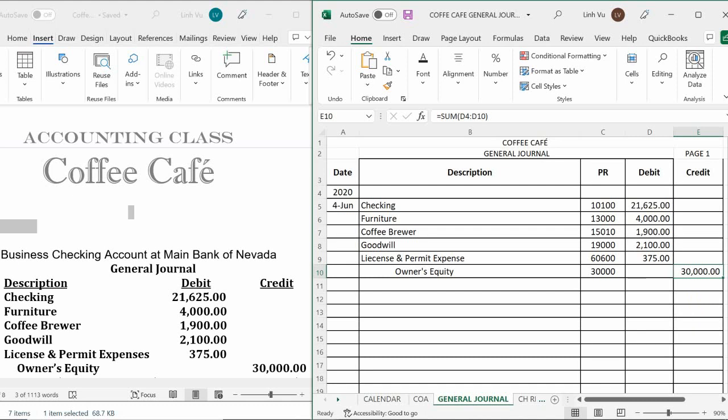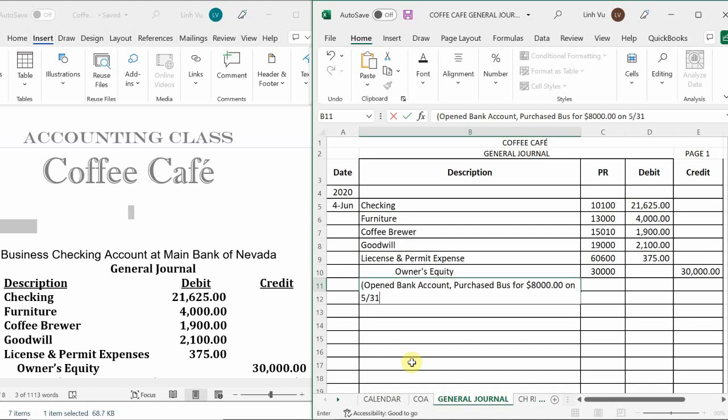I finished my journal. Now I need to put a description. So again, your description can be whatever you would like. Okay, so in this case, I'm going to say, well, I opened a bank account. Okay, I purchased a business for $8,000 on May 1st or 31st, okay? And I had to pay Nevada license for $250.